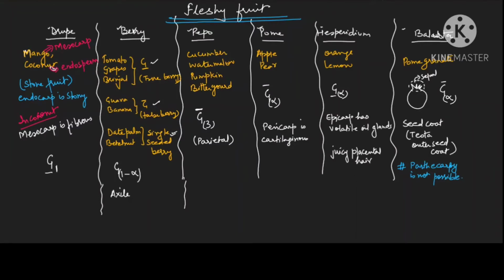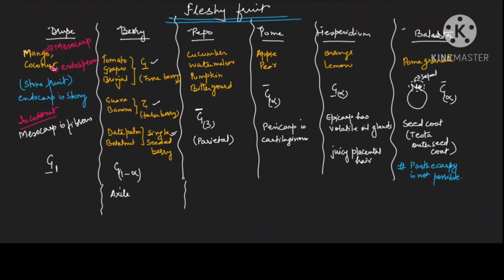For pepo, examples are cucumber, watermelon, pumpkin, and bitter gourd. For pome, the examples are apple and pear. For hesperidium, examples are orange and lemon. And for balausta, the example is pomegranate. So first of all, try to learn through examples.